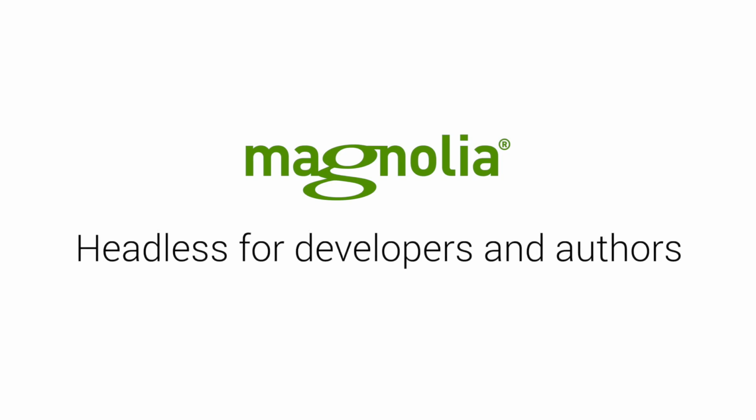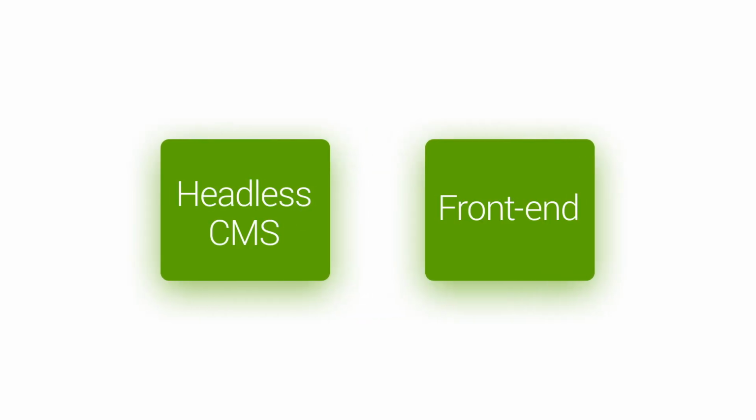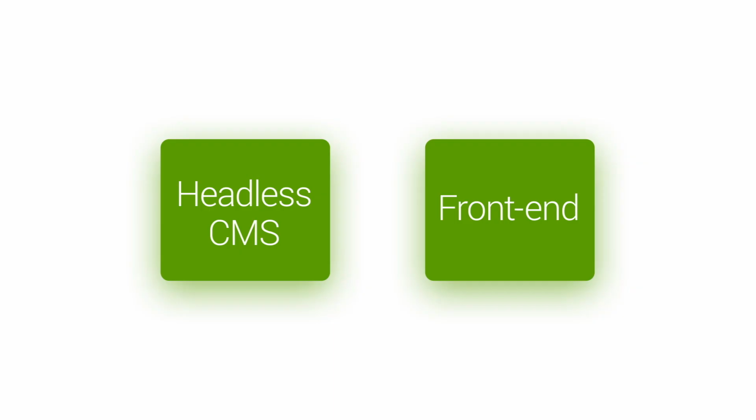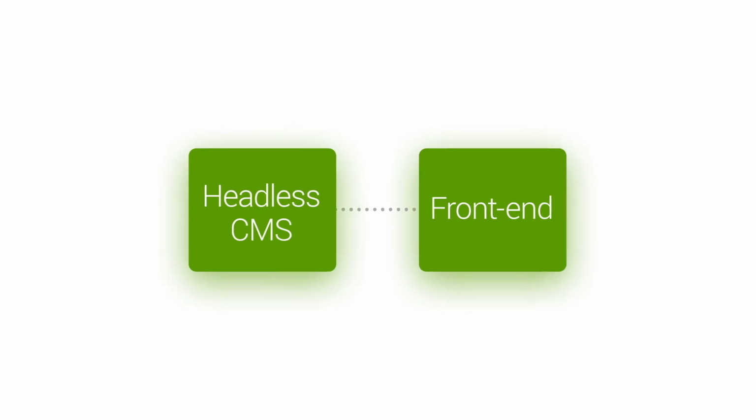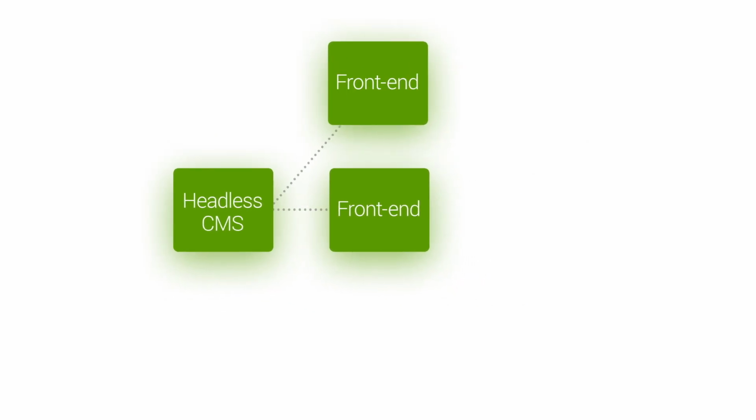Magnolia, headless for developers and authors. In the headless CMS approach, the features of a full CMS are split into different systems. A headless CMS has the tools for authoring content, but instead of generating a website itself, it delivers pure content via API to other systems which format and display it.